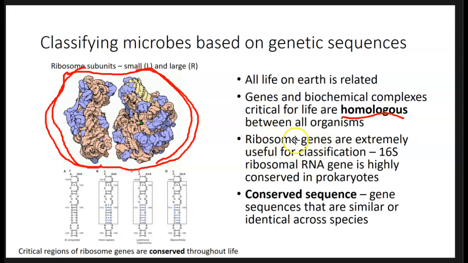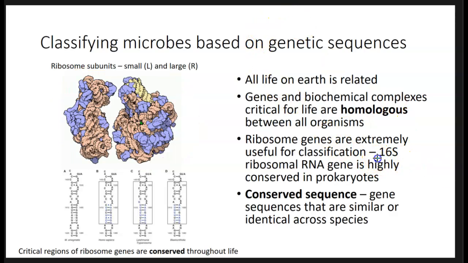So ribosome genes are really useful for classification because all organisms have ribosomes, and because they're so important, the sequences haven't changed as much as other genes throughout evolutionary history. And so the 16S ribosomes of lots of different organisms have very similar sequences in some places, and then slightly different sequences in others.